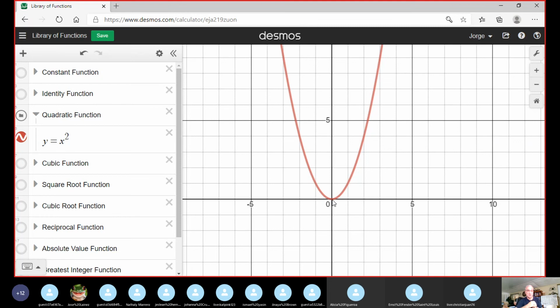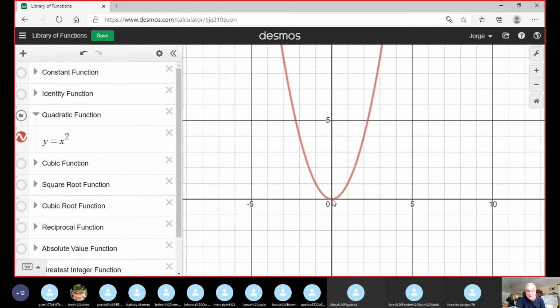Don't worry about copying that, because I will send a document that summarizes everything: domain, range, and another property that maybe you don't understand very well. But in time, you will understand very well. Okay, this is the quadratic function. Nice to meet you.